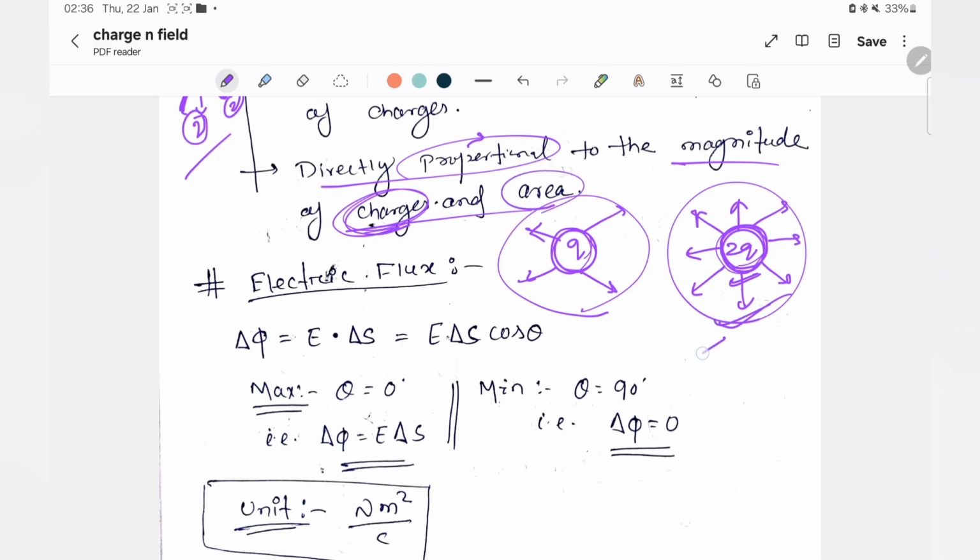Now area. If we have a plane surface like this, with lines of force moving like this, here the flux is 3, because 3 lines of force pass through this plane.